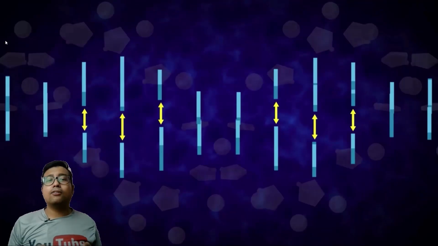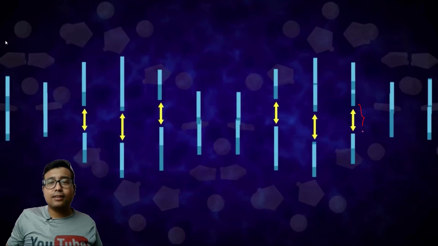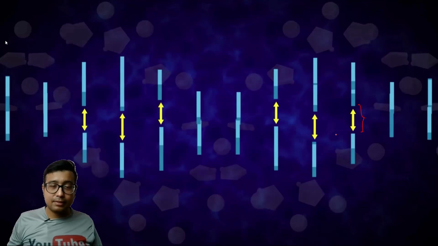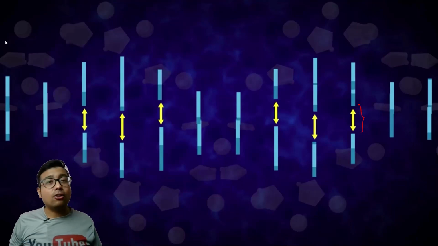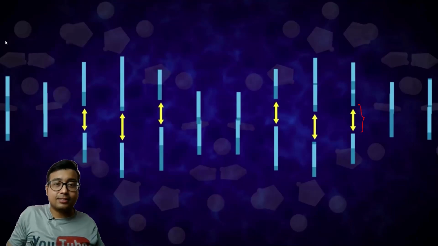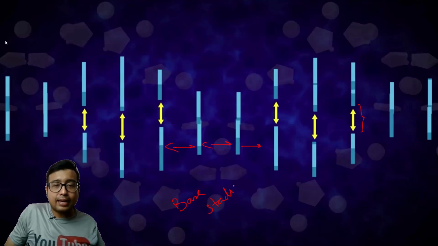Now we know that these are the hydrogen bonds that pair the bases, but apart from them there are certain other non-covalent bonds that also help in stabilizing the DNA structure. Those are the interactions between the adjacent bases, which is also known as base stacking.